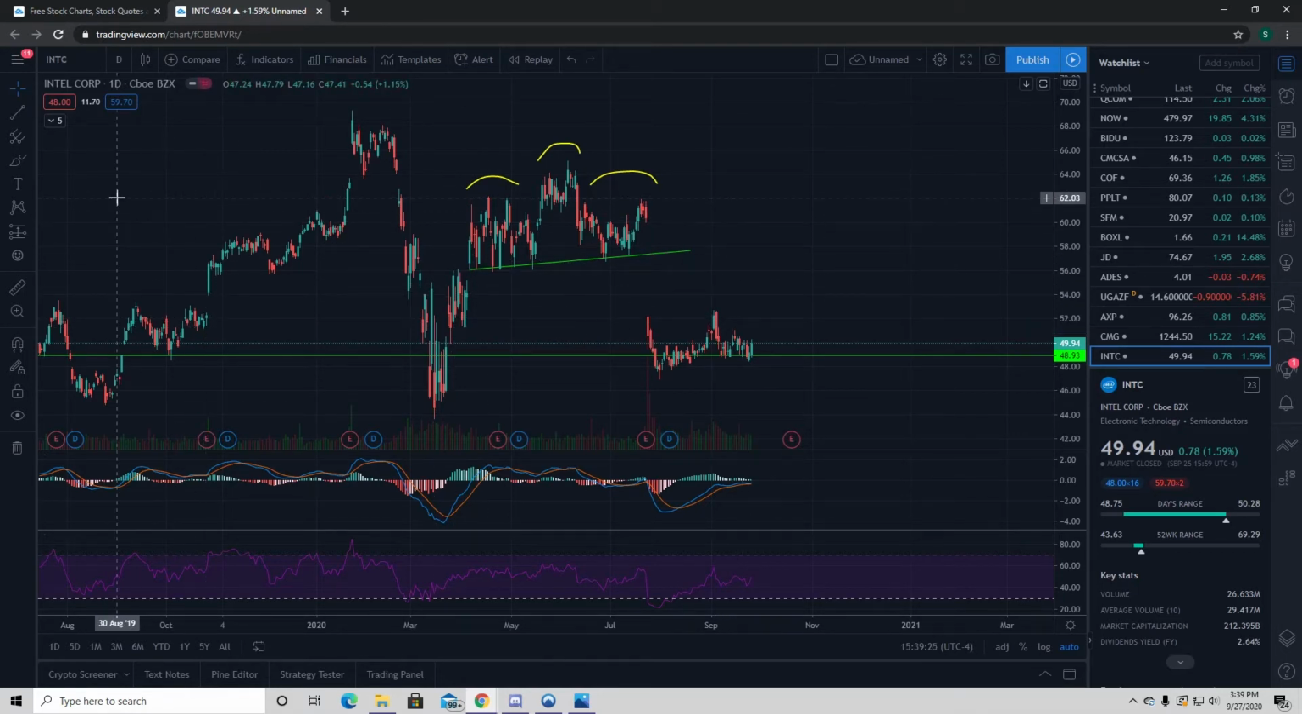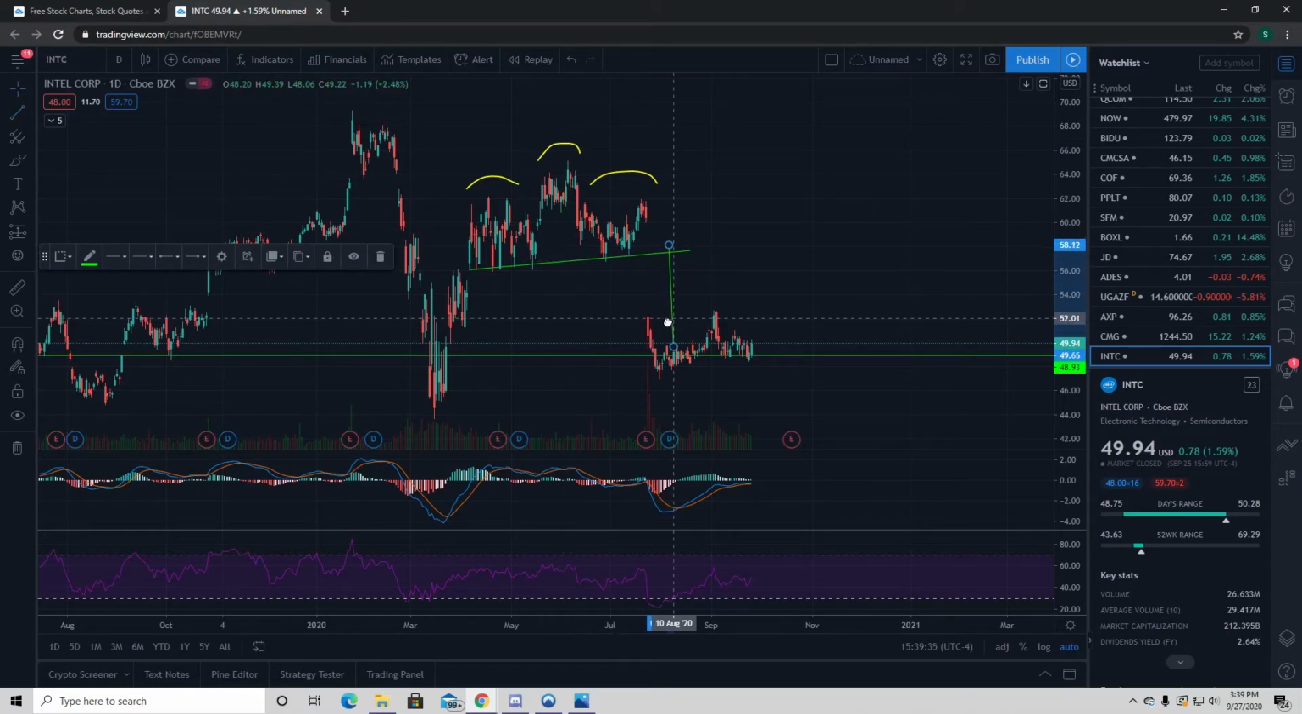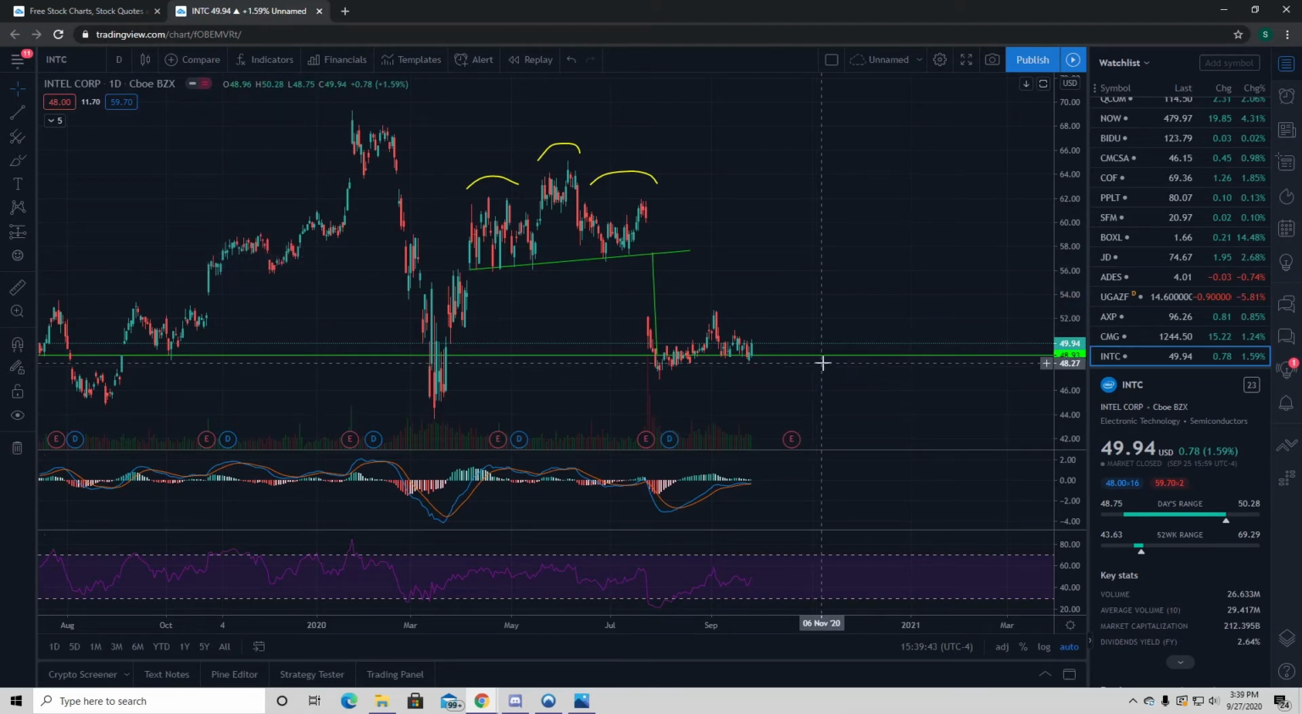But the way you would figure this, we've got the shoulder, the head, the shoulder. Go ahead and take a measurement from the top of the head down to the neckline. Run that from the neckline right down to that green area, which it definitely went below a little bit. So, a perfect real world example and something to keep an eye out for. Again, very easy to play.